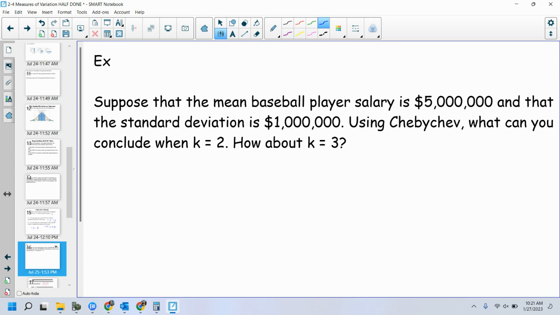All right, suppose the mean baseball player salary is $5 million and that the standard deviation is 1 million. Using Chebyshev's theorem, what can you conclude upon k equals 2? Okay, so when k equals 2, then 1 minus 1 over 2 squared, well, that's 1 minus 1/4, or 3/4, or 75%. Right? So what can we conclude?